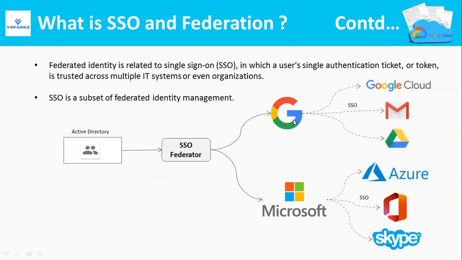So in this case, the organizations are Google and Microsoft. Once you are authenticated in Google, with the help of SSO, you can access Google Cloud, Gmail, Google Drive, etc. within that single organization. But in the earlier SSO bank case, users can access only one organization and its applications. But here in this federation case, with one user identity and access management, we can access multiple organizations. Okay, that is the baseline. So basically, SSO is a subset of federated identity management.